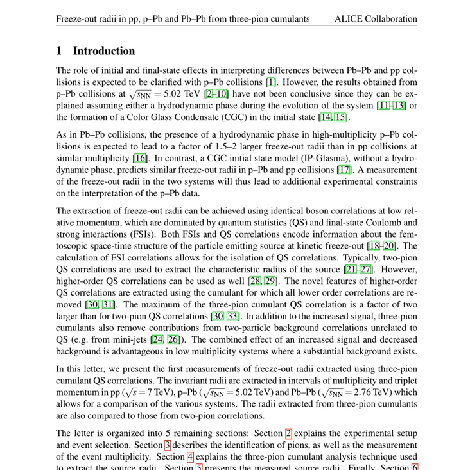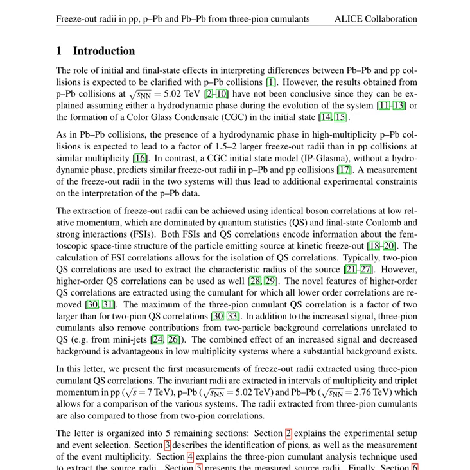In addition to the increased signal, 3 pion cumulants also remove contributions from 2-particle background correlations unrelated to QS, e.g., from mini-jets. The combined effect of an increased signal and decreased background is advantageous in low multiplicity systems where a substantial background exists. In this letter, we present the first measurements of freeze-out radii extracted using 3 pion cumulant QS correlations.